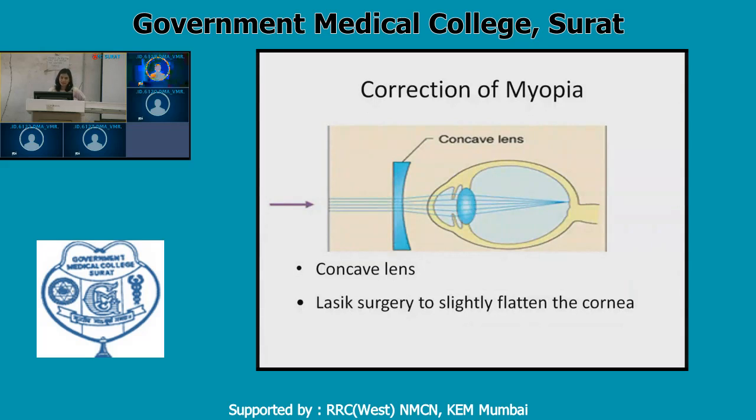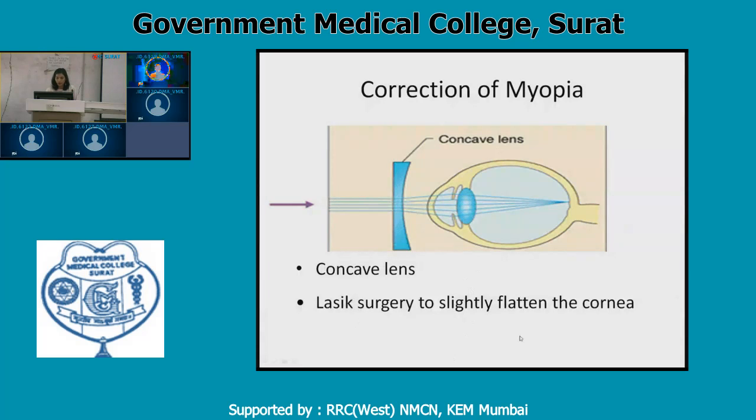So LASIK surgery has to be done only after the age of 18 or so, when the refractive number of the person, or the myopia of the person, gets constant. It is not an increasing stage. So LASIK surgery to flatten the cornea can be done, and use of concave lens, that is either the glasses or the contact lens, can be used for correction of myopia.